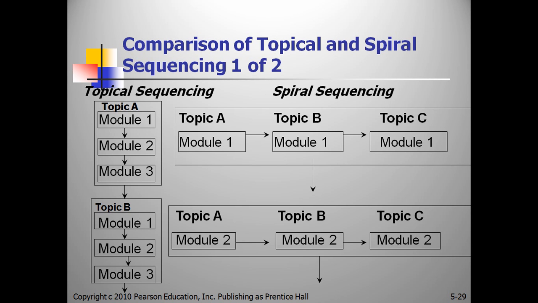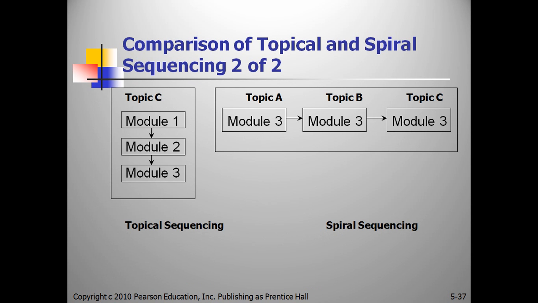Another aspect of training to be considered is sequencing. 2 types of sequencing are topical and spiral. In topical, you have topic A, then B, then C. In spiral, you have topic A, Module 1, topic B, Module 1, and then topic C, Module 1. Either one may be appropriate, so the trainer should determine which will be more effective given the factors of the content of the training and the trainee.